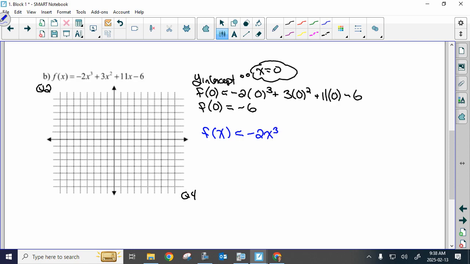And we were asked to sketch this, so can I get you guys to type this into your calculator? Type this into your calculator, tell me what it looks like. What's your first x-intercept that you see?